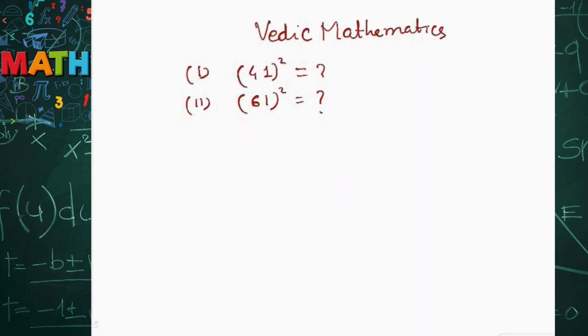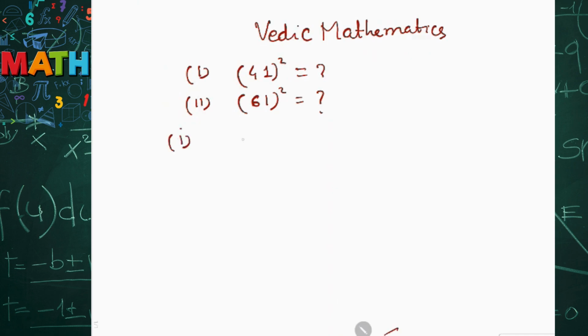Let's solve these questions using Vedic mathematics. What I'm trying to do is square numbers which end with 1. For example, 41 square and 61 square. How to do it using Vedic mathematics? There is a simple method.